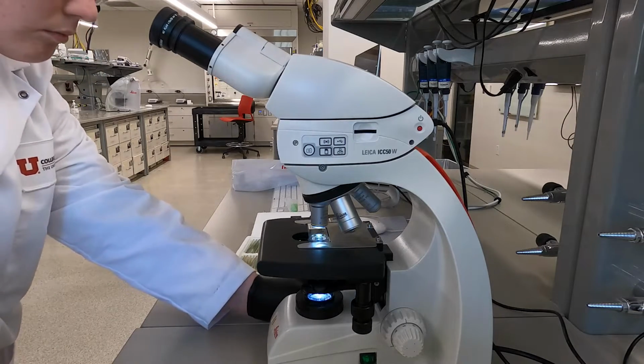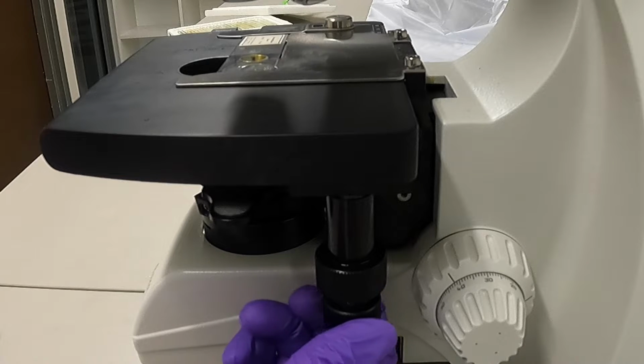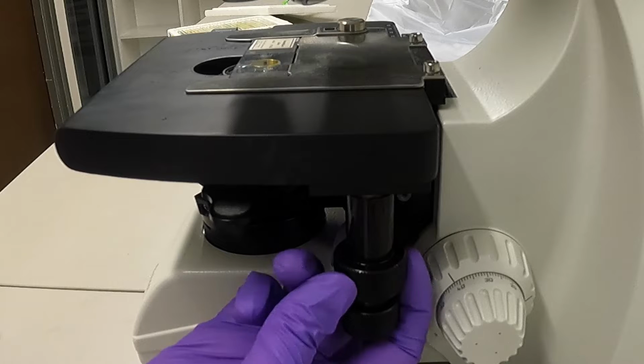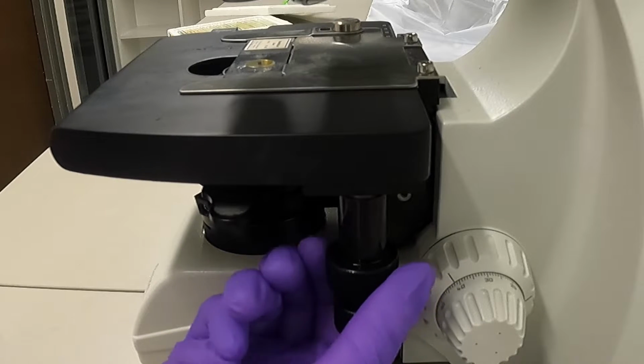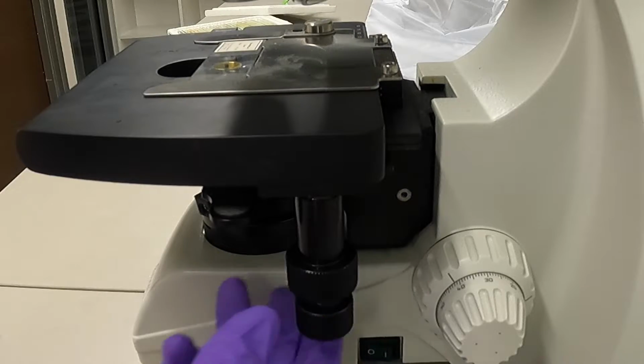Now that the sample is in view, we can start adjusting other parameters such as centering, the level of illumination, and fine focusing. If there is a specific part of your sample that you're trying to look at, the slide will need to be moved so that the distinct feature is in the center when viewed through the eyepiece. To do this, use the stage controls to make fine adjustments to the slide's position.